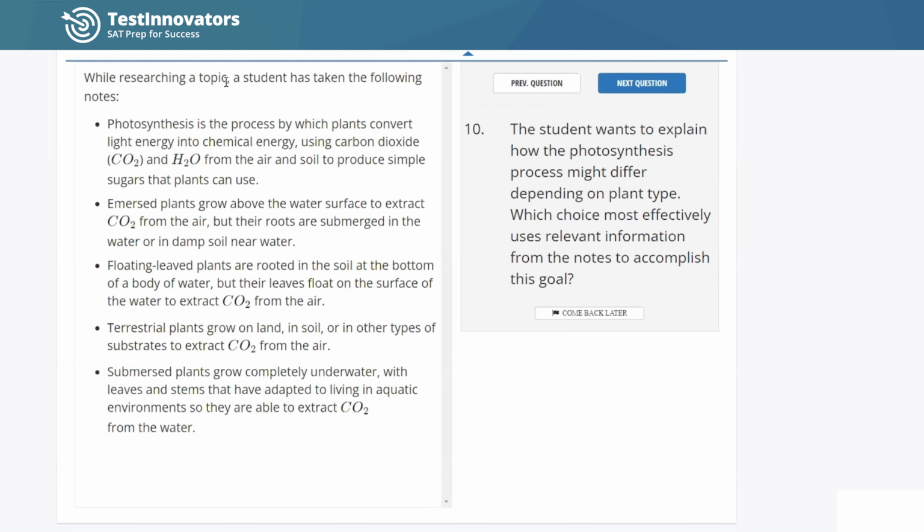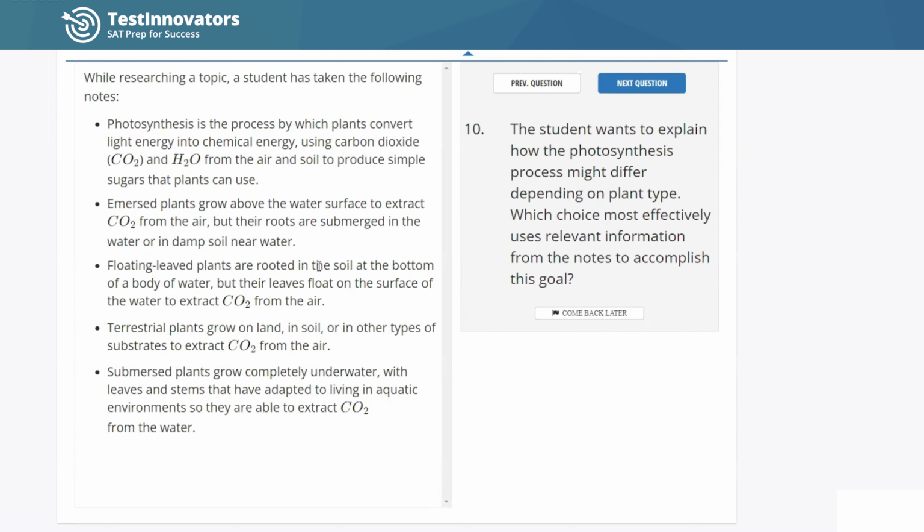While researching a topic, a student has taken the following notes. Photosynthesis is the process by which plants convert light energy into chemical energy, using carbon dioxide, CO2, and H2O from the air and soil to produce simple sugars that plants can use. Immersed plants grow above the water surface to extract CO2 from the air, but their roots are submerged in the water or in damp soil near water.